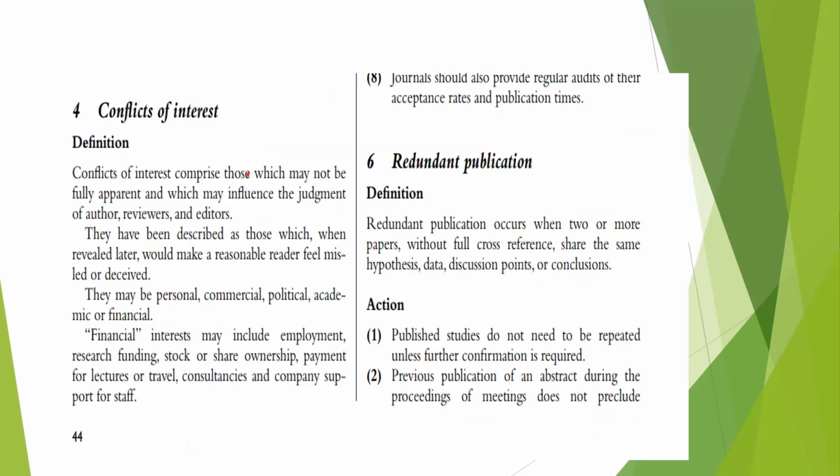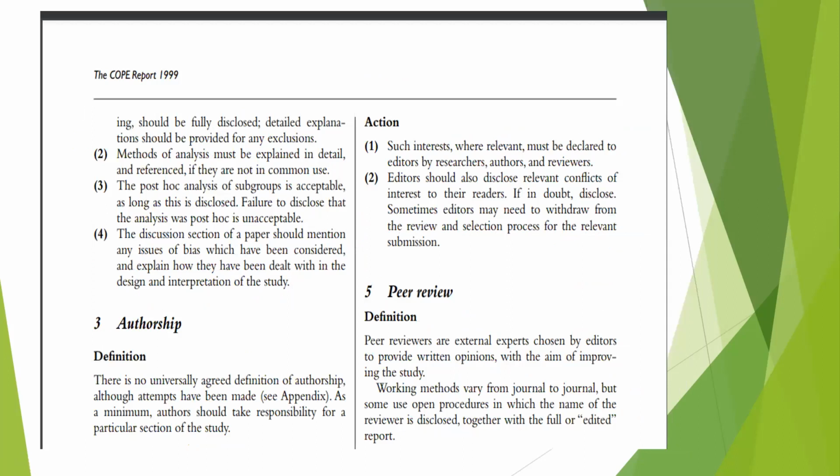Then conflict of interest. You all know what conflict of interest is. We have already seen it in detail. So any such interest, where relevant, must be declared to the editors. So everything should be clear with the editors by all the researchers, authors and reviewers. Then editors should disclose relevant conflicts of interest to their readers. So whatever the authors or researchers are telling, whether they have a conflict of interest or not, that should be declared or disclosed by the editor. So every time in a paper, you will find it clearly stated whether the researcher has a conflict of interest or not. So if any doubt, better you disclose it. Sometimes an editor may need to withdraw from the review and selection process for a relevant submission. Sometimes it happens, but most of the time it won't.